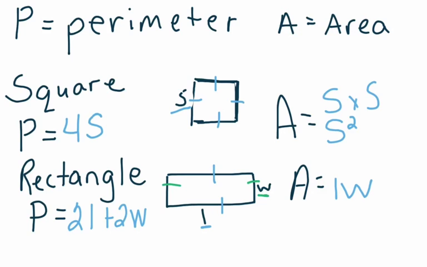Okay. And all answers in area are going to be squared. So if it's in centimeters, it would be centimeters squared. If it was in meters, it would be meters squared. If it was in inches, it would be inches squared. Okay, keep that in mind.